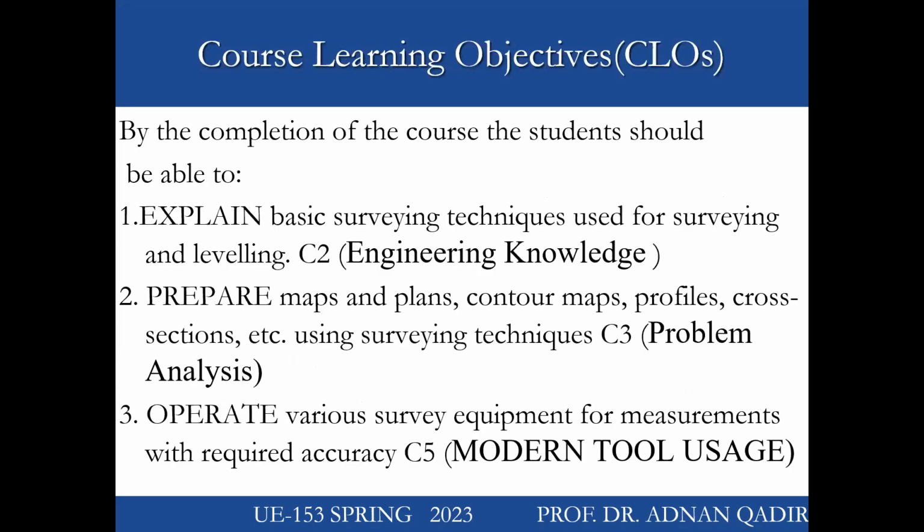What are the course learning objectives? A student will be able to explain the basic surveying techniques used for surveying and leveling. This is a cognitive level 2 course, cognitive learning level 2, and it's tied with the PLO, engineering knowledge. The second learning objective of this course is that the student will be able to prepare maps and plans, the contour maps, the profiles, cross-sections, etc., using the surveying techniques that have been taught in this course. This is cognitive level 3, and this is related to problem analysis.